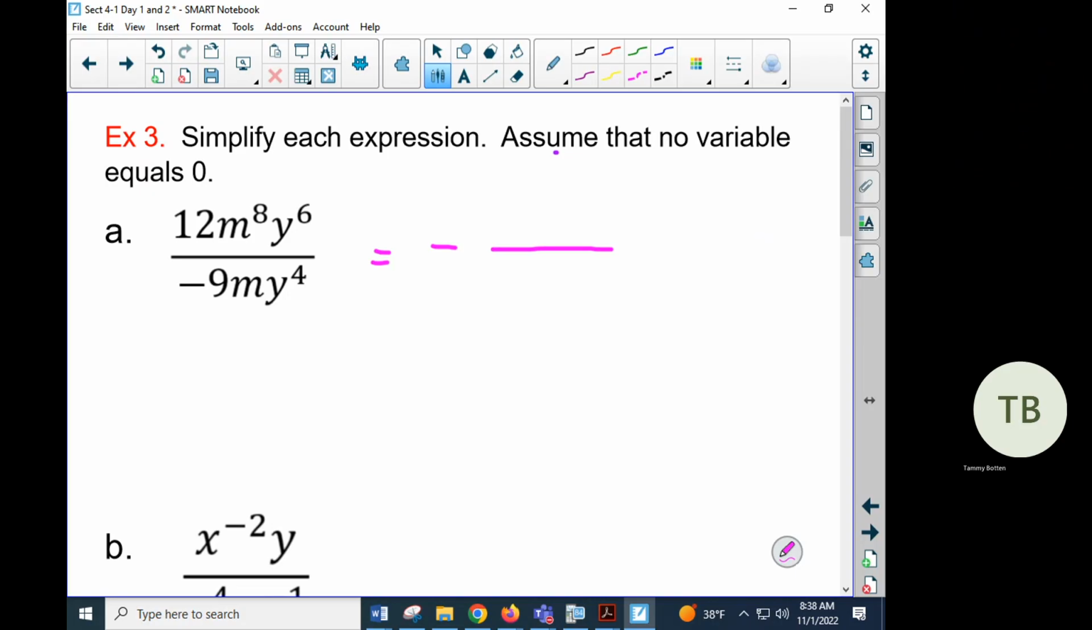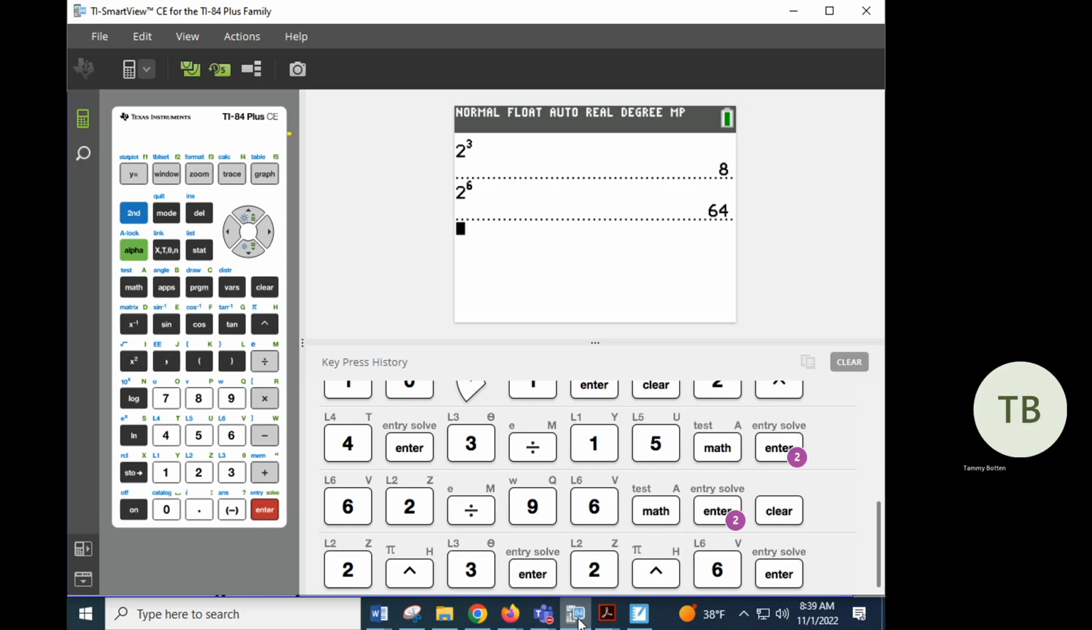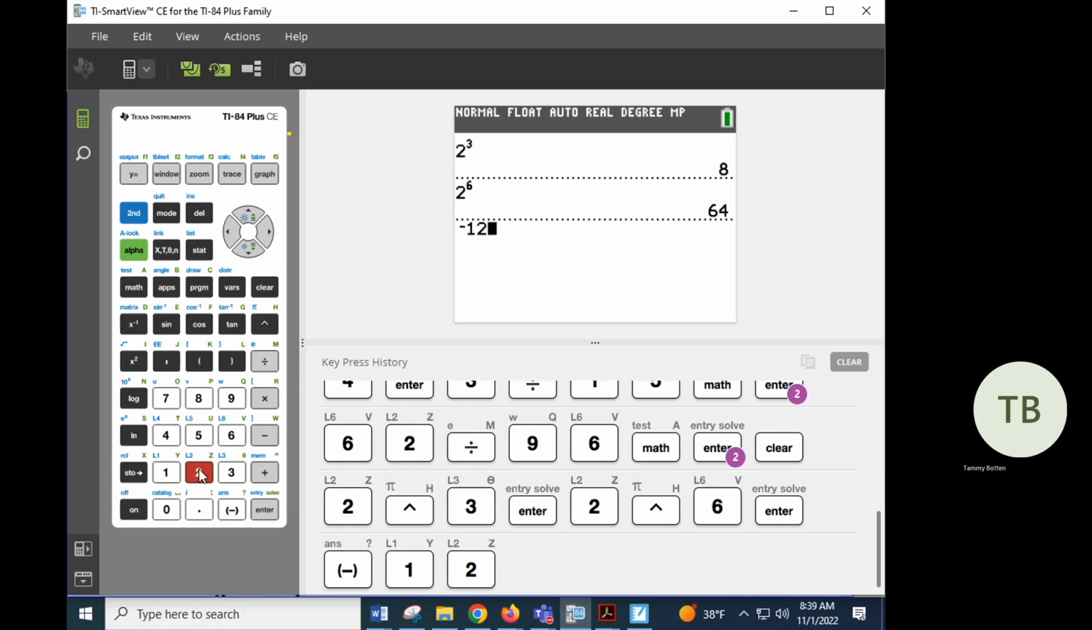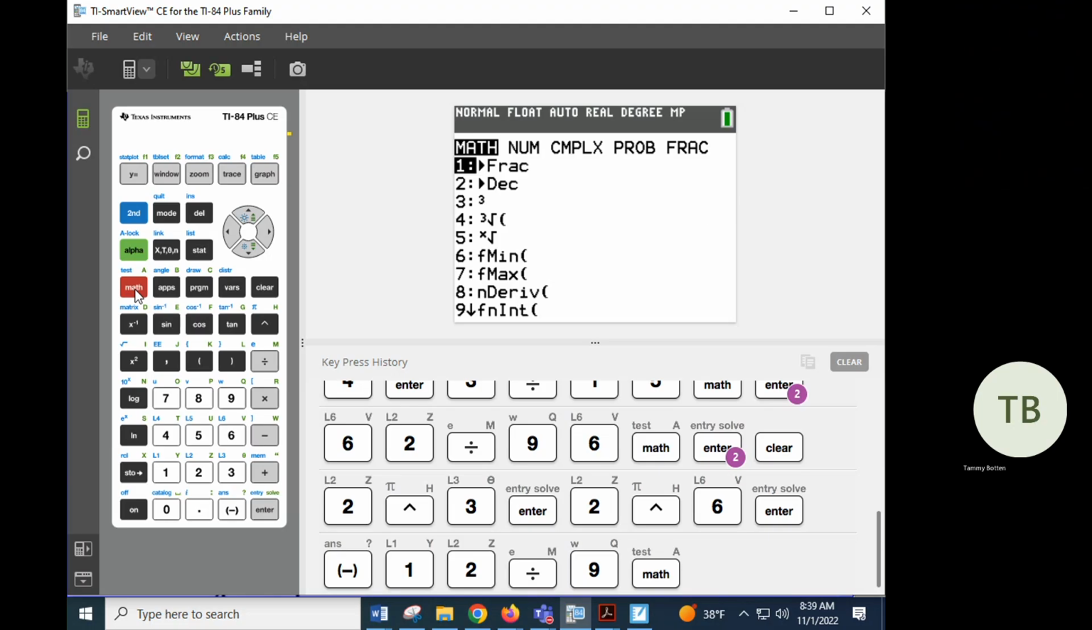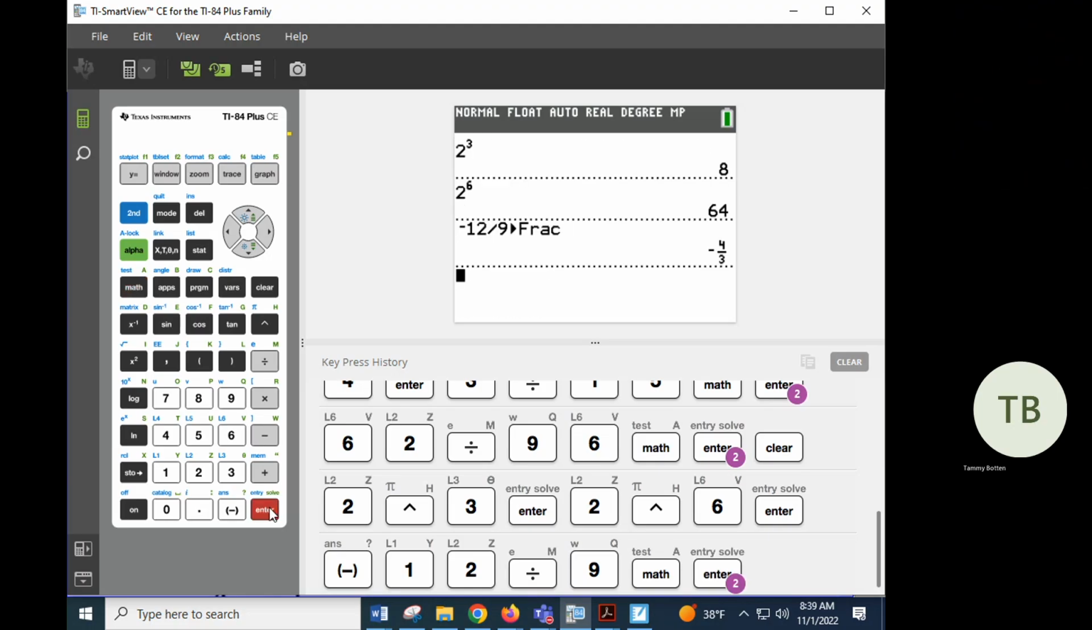12 and 9? And it's 3. 3 goes into 12 4 times, 3 goes into 9 3 times. And again, if you went to your calculator, if you went negative 12 divided by 9, this is a graphing calculator, and you'd go math, enter, enter, it would tell you negative 4/3.